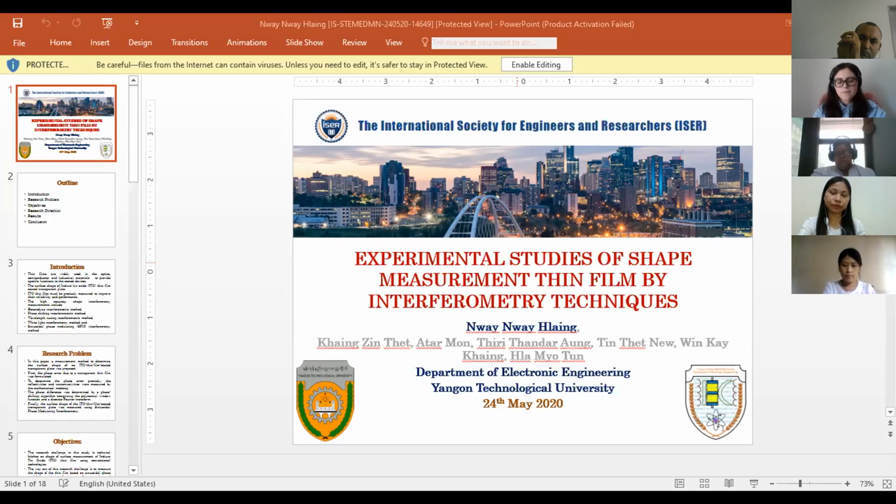This is a flow diagram of the research. Firstly, the helium-neon laser beam strikes the beam splitter. The beam splitter splits it into two beams. One beam goes to the reference mirror, which is driven by the piezoelectric transducer PZT, and its reflected path is called the reference wave. The other beam goes to the object, and its reflected path is called the object wave.